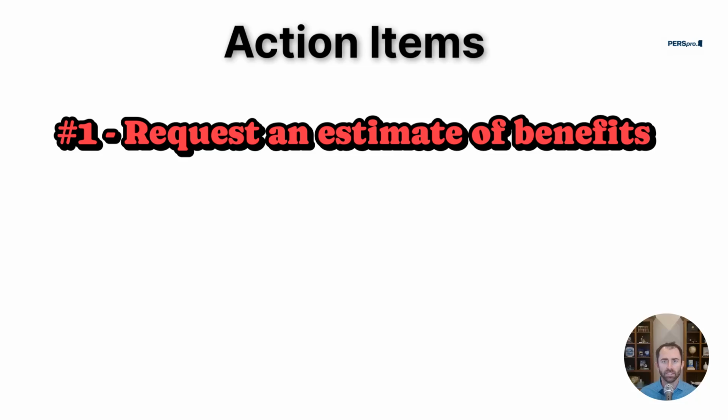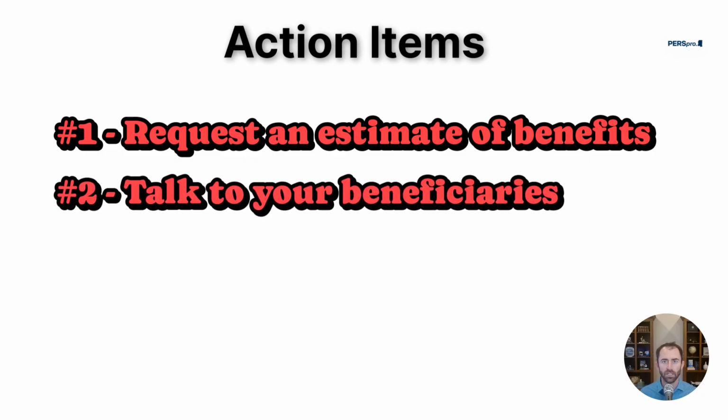If you are considering option 3, here are your action items for today. 1. Request an estimate of benefits. Request your estimate of benefits from PERS, and once you receive your estimate, identify what the monthly benefit amount would be if you selected option 3, and make sure that monthly amount fits within your retirement spending plan for both you and your beneficiaries' lives.